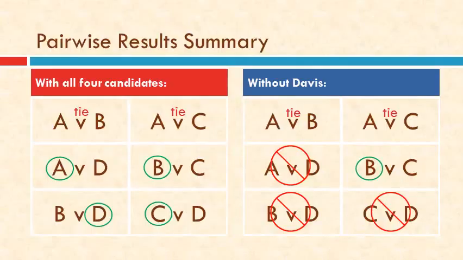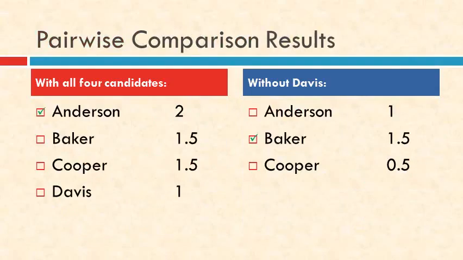Summarizing the results, on the left with all 4 candidates and on the right with Davis removed, we see we have achieved our goal. In the example we constructed, Anderson would be declared the winner when these 4 choices are offered, but using the method of pairwise comparisons, the voters would select Baker instead if Davis were not in the offering. This example clearly demonstrates that the method of pairwise comparisons does not always satisfy the independence of irrelevant alternatives criterion.